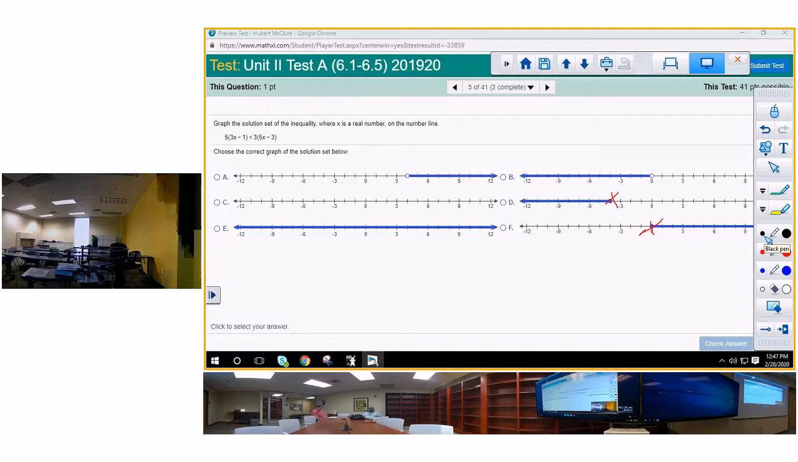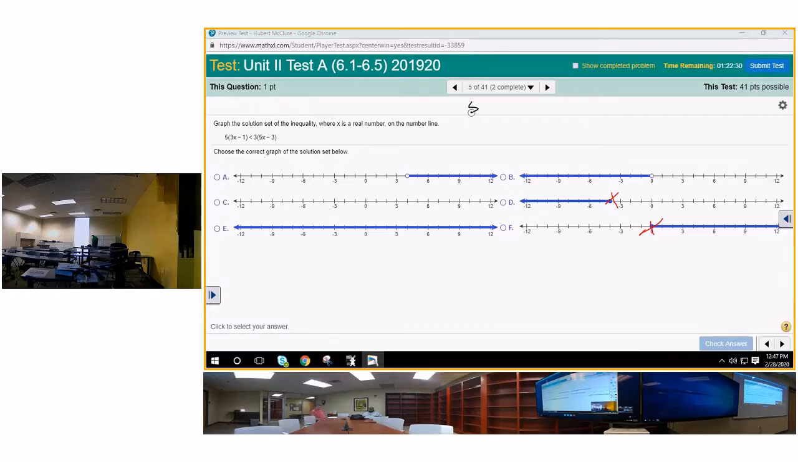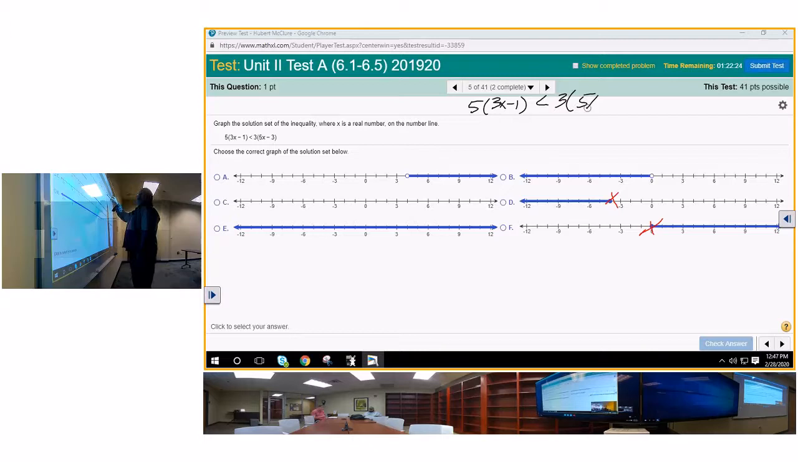I'm going to take 5 times 3x minus 1 times 3, 5x minus 3. That'd be 15x minus 5 is less than 15x minus 9. Y'all check my math. 15x's go out. And is negative 5 less than negative 9? Yes or no?